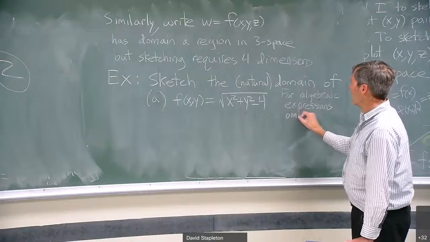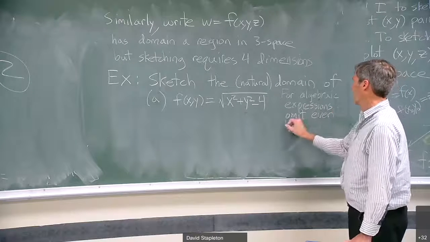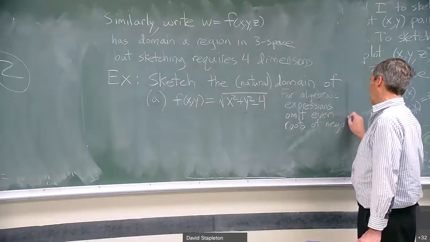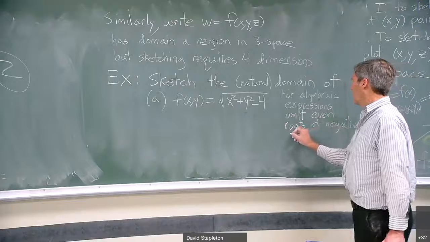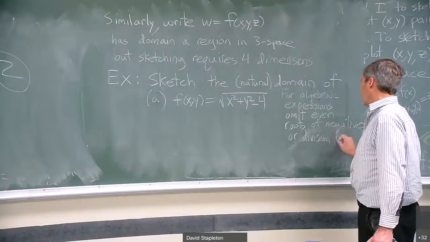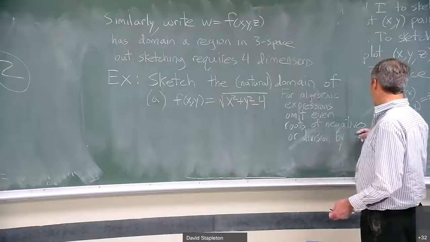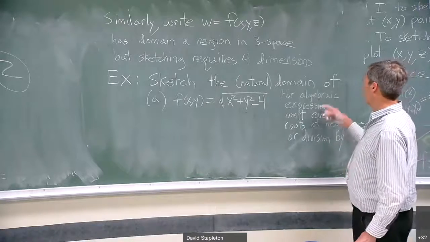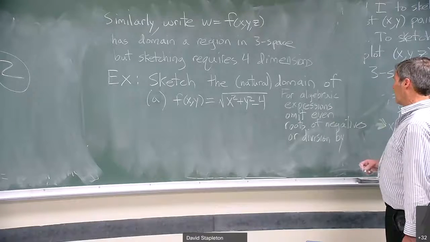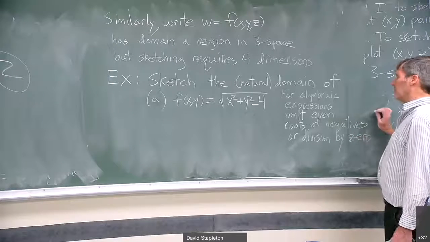You omit points where there's even roots of negative numbers, or division by 0, or both. Everything else is well defined, right? You can add any two numbers, you can multiply any two numbers, you can take positive powers just fine, or odd roots just fine of any number. But you can't do division by 0 or even roots of negatives.